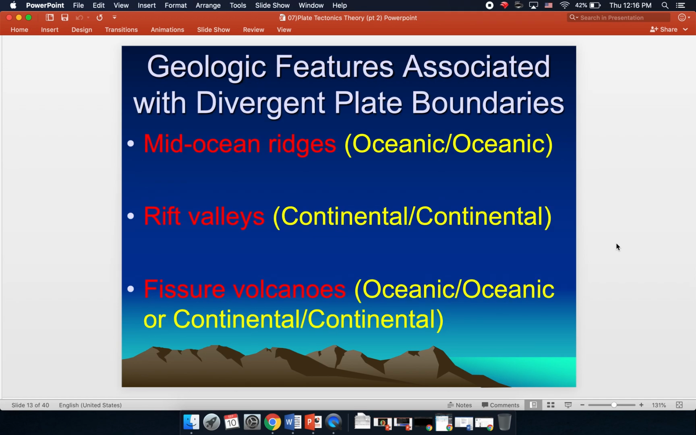All right, the geologic features associated with divergent plate boundaries are mid-ocean ridges, which occur at oceanic to oceanic divergent boundaries, rift valleys, which exist at continental to continental divergent plate boundaries, and fissure volcanoes, which can occur at oceanic divergent boundaries or continental to continental divergent boundaries.